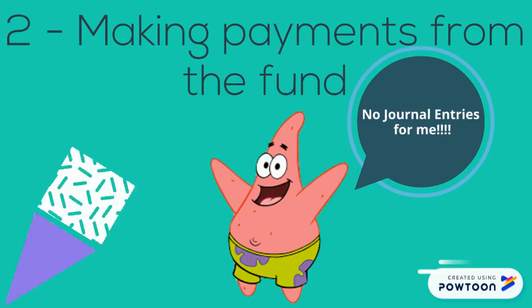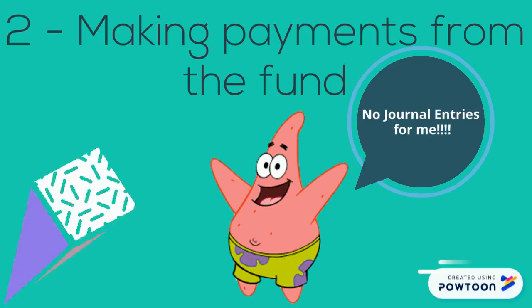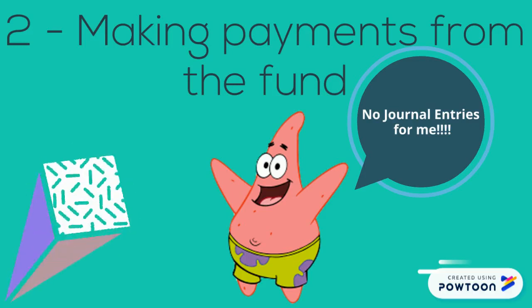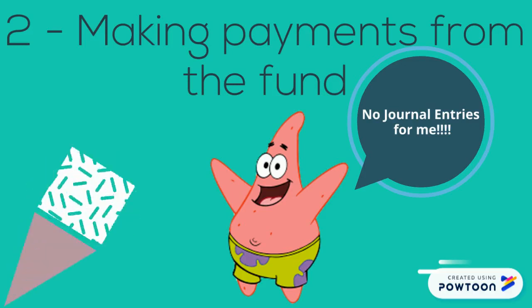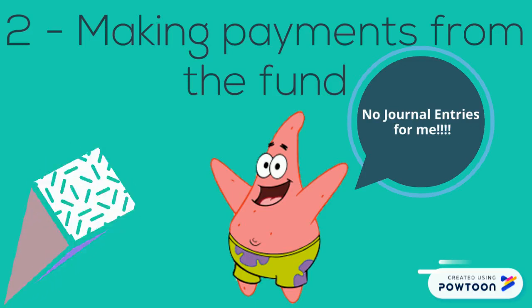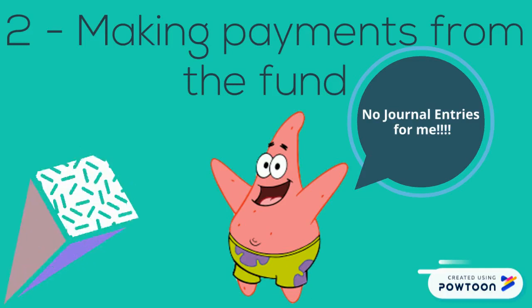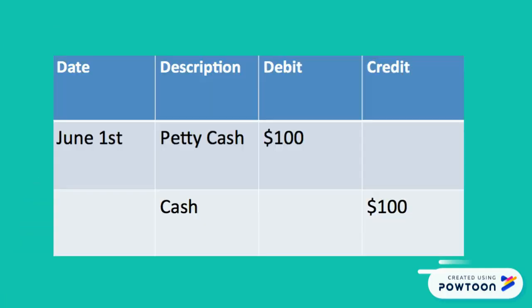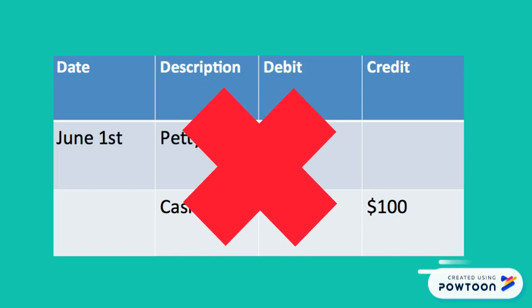The second operation is making payments from the fund. Payments from the fund are usually made in one of 2 ways. Firstly, cash is taken from the fund to make a payment, or employees can seek compensation from the fund for payments they personally made. As payments are made from the petty cash fund, no journal entry is made.